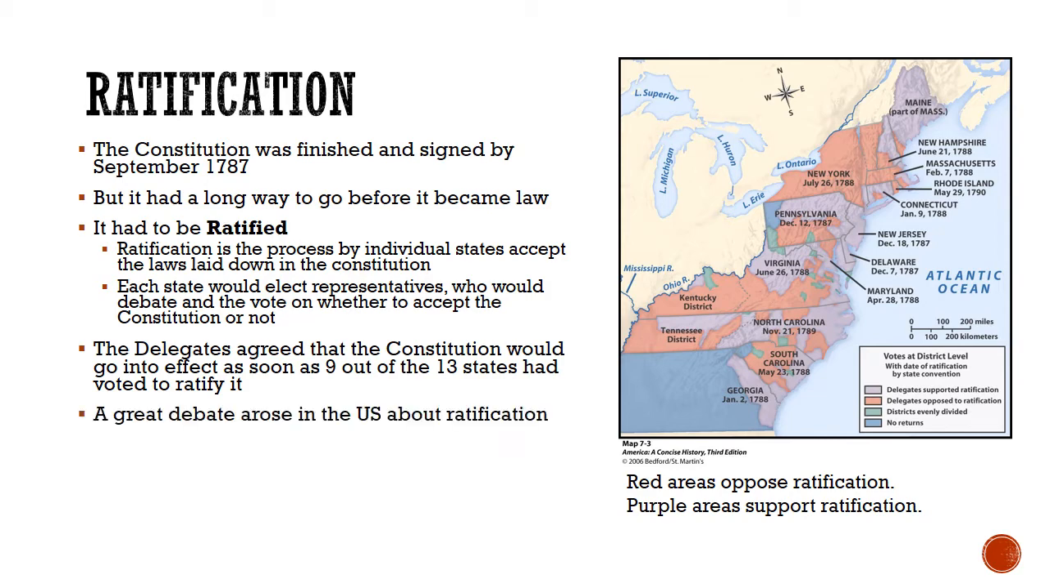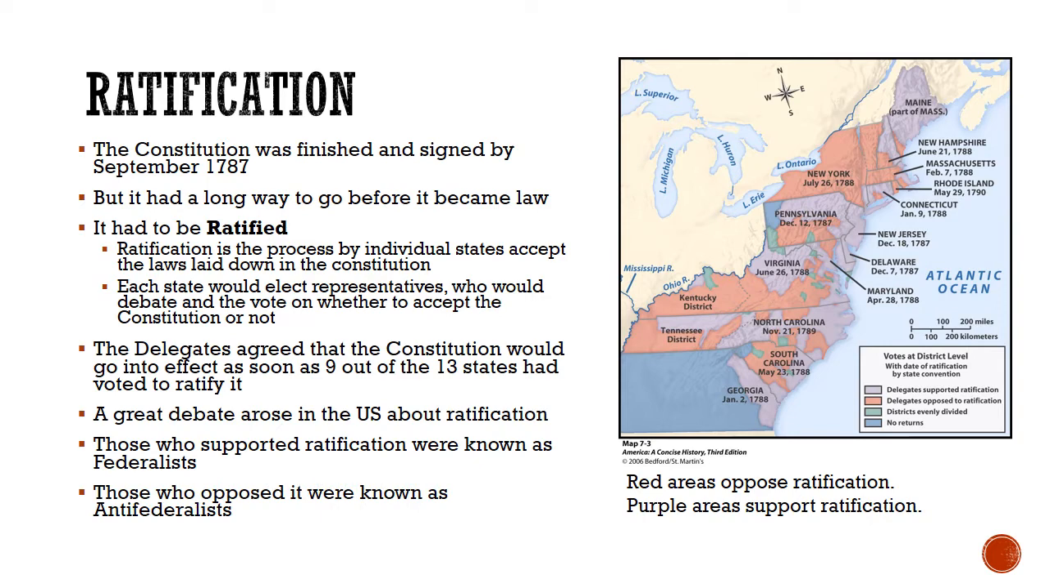This system of ratification led to a huge debate throughout the United States, in which people argued for and against adopting the Constitution as a new system. The people who supported ratification were called Federalists. The people who opposed it were known as Anti-Federalists.